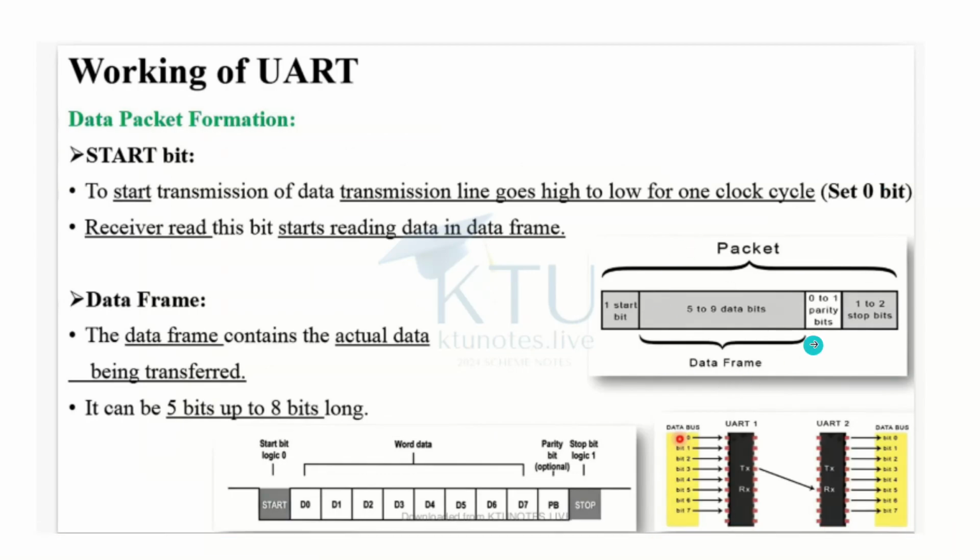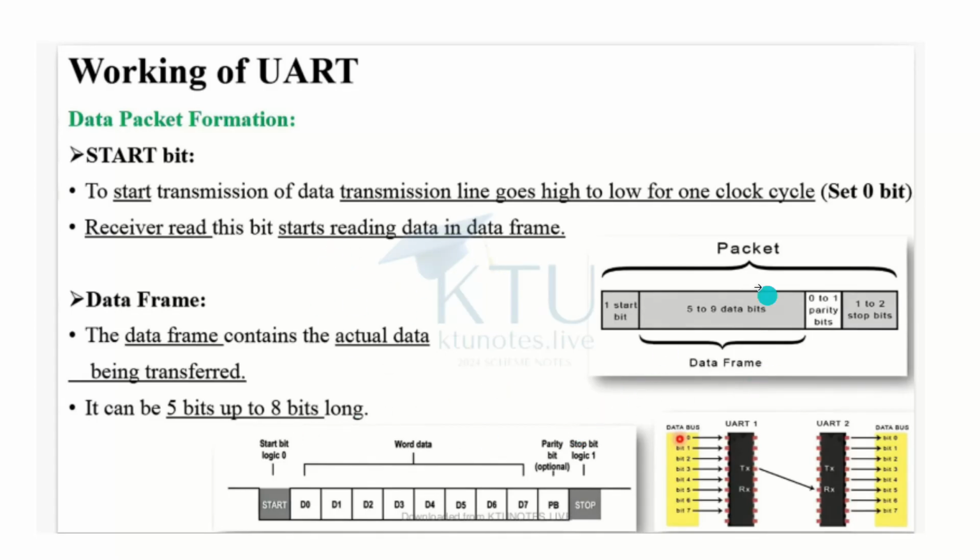Now we have created the packet. Now there is a start bit. What does the start bit do? It tells the device that okay, the data is going to come. I told you the wire was initially high. It will put that low because the start bit is always 0. Now the receiver reads that start bit and understands that the data is coming, so it will start reading the data which is there in the data frame.